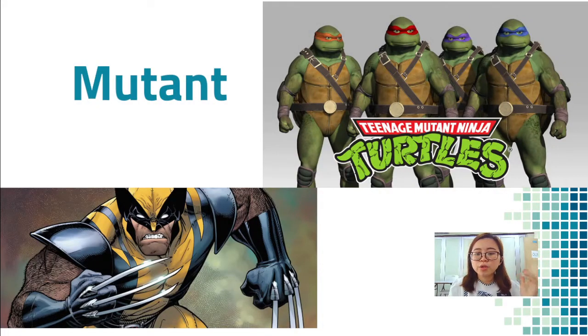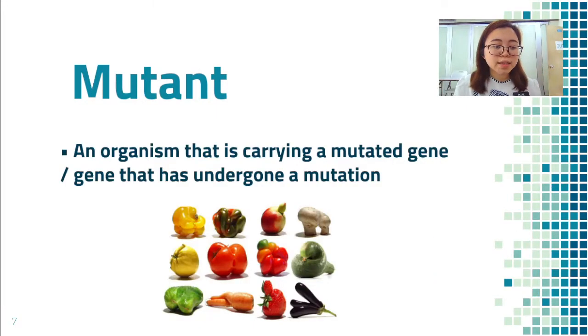Okay. When we talk about mutants, okay, we have these kinds of images in popular culture. Dalam kartun, dalam popular media, kita ada gunakan contoh-contoh macam ni untuk perkataan mutant. So, an organism that possesses mutations is called a mutant. Dan ini definisi untuk mutant, organism carrying a mutated gene or carrying a gene that has undergone mutation. This is a term that we use in biology. Okay, use it in biological terms.